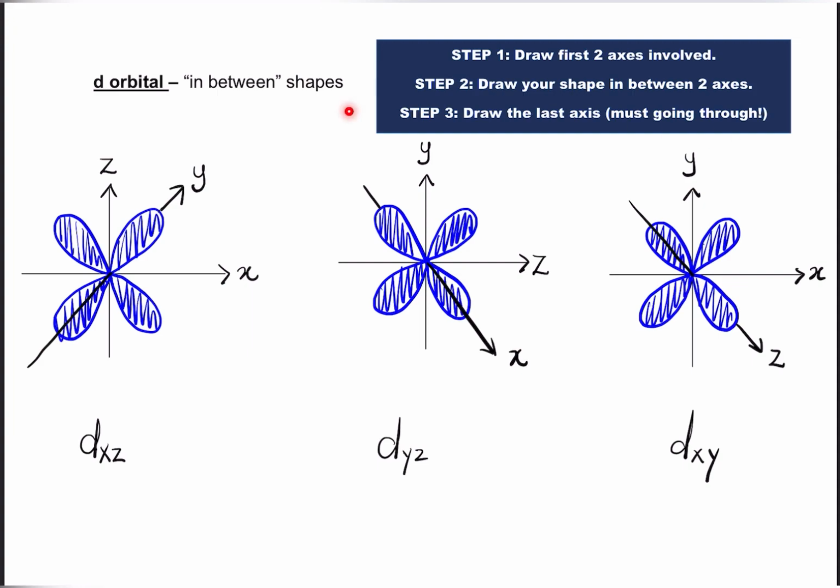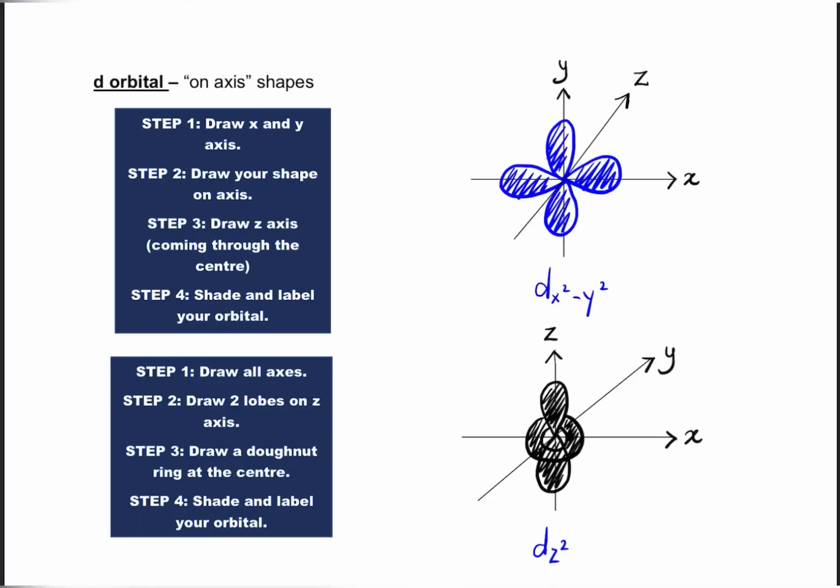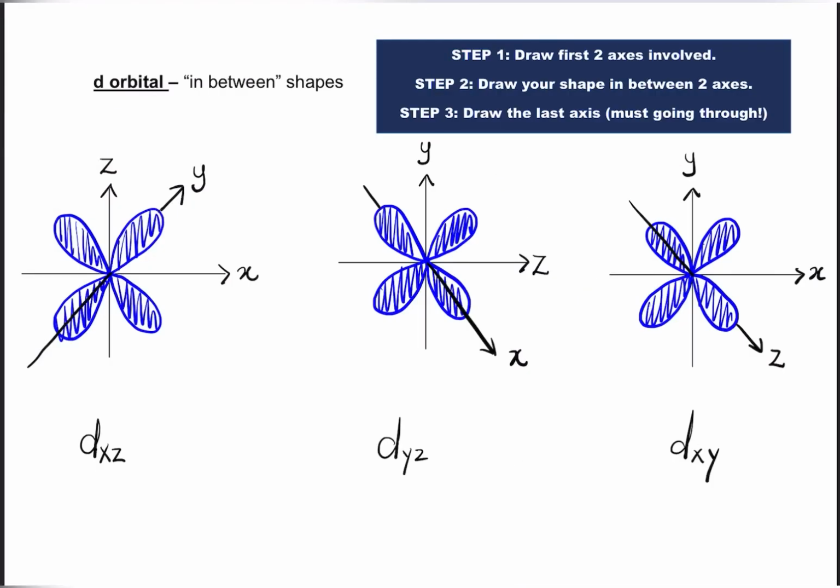So I hope you can understand how to draw in between shapes like these 3 for d orbital, or on axis shapes like these 2 for d orbital as well. So you have to practice a lot to get the right drawing, but the concept is still the same. Just follow the step of my drawing like I did here and here. So that's it for this video.